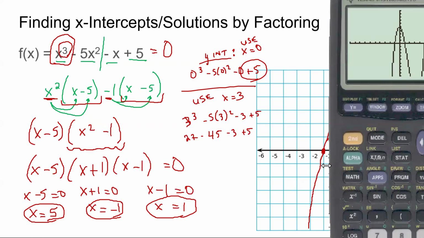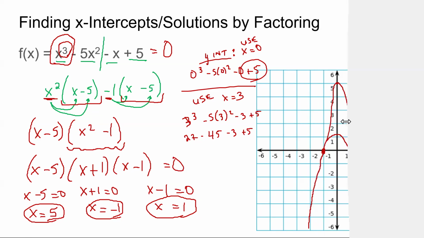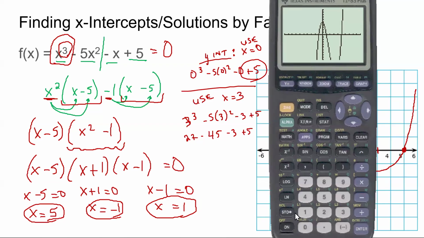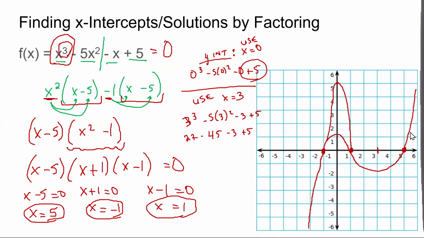I don't even know. Why am I trying? Why am I stretching this thing? I don't need a calculator that big. Come on. So 27 minus 45 minus 3 plus 5, negative 16. Okay. And that's off the graph.